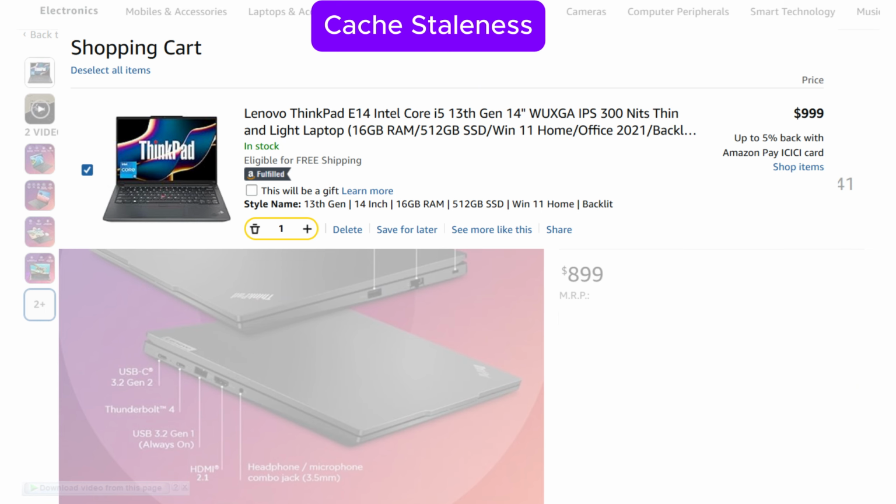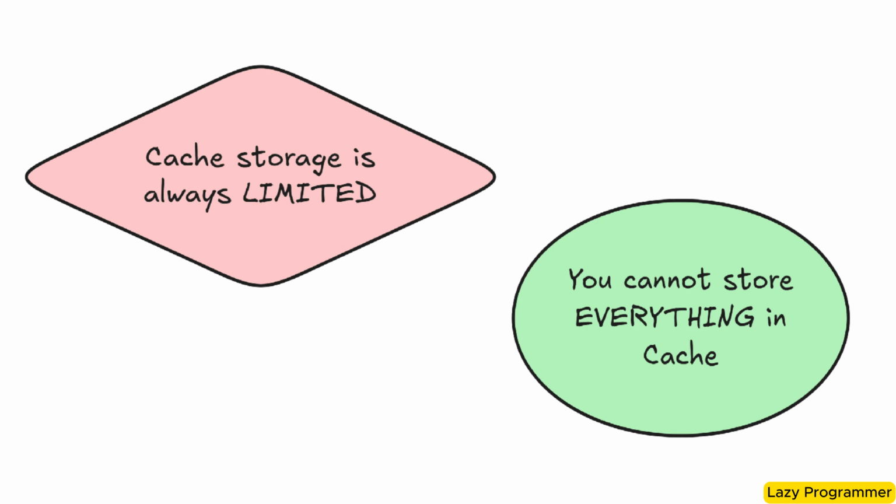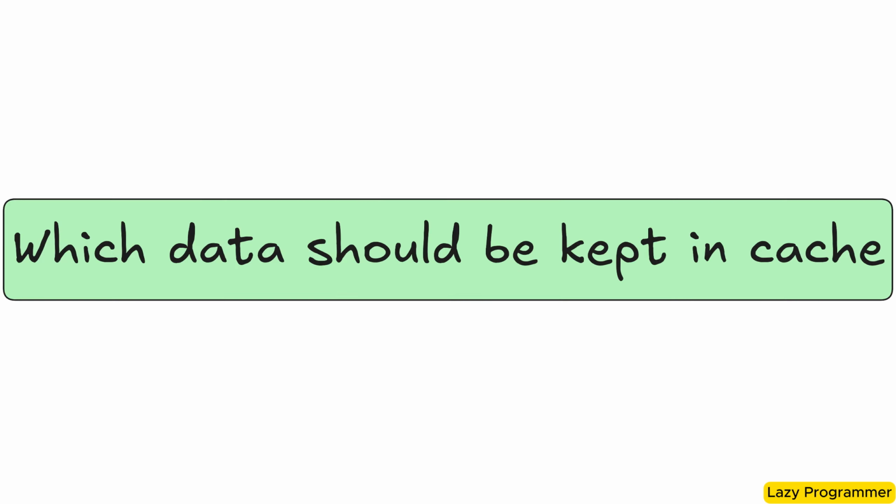Now, one more important issue is there. We know cache is a storage which can be accessed quickly, just like we have random access memory, which is faster than the disk storage. But there is always a limit to a faster data store. You cannot have unlimited fast storage, and you cannot store everything in cache. So the most important decision to make is which data should be kept in cache and which data should be removed or updated in cache, and when. This particular problem involves cache invalidation.